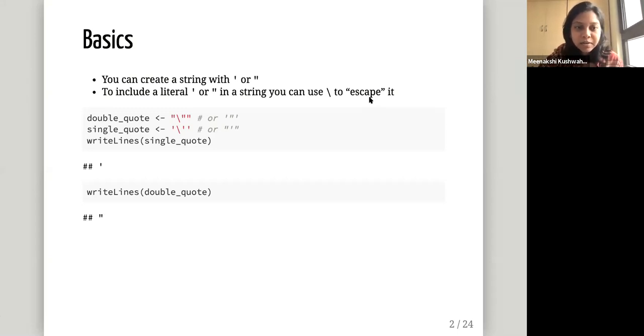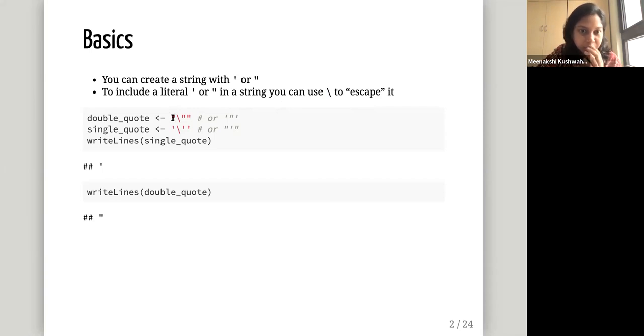Starting with basics, we can create strings in R with either a single quote or a double quote. The double quote is recommended for consistency. And if we want to include the single quote or the double quotes literally in the string, then we need to use the escape character to escape that special behavior, so that R sees the single or double quotes and does not use it as a special character. So here is an example.